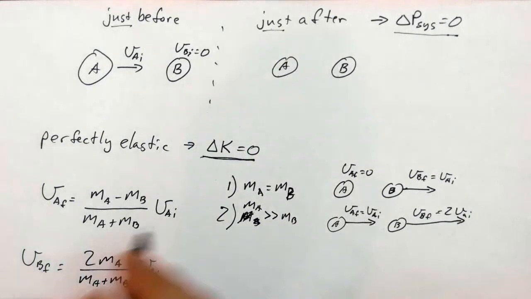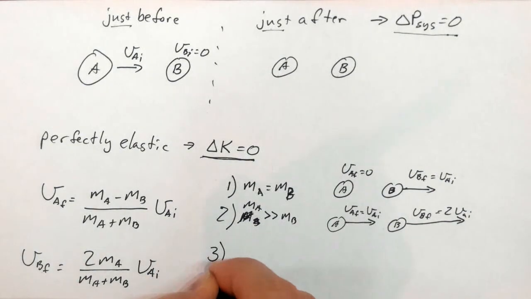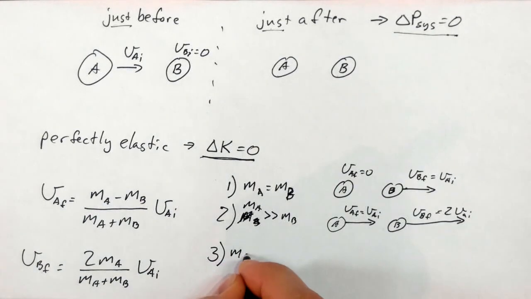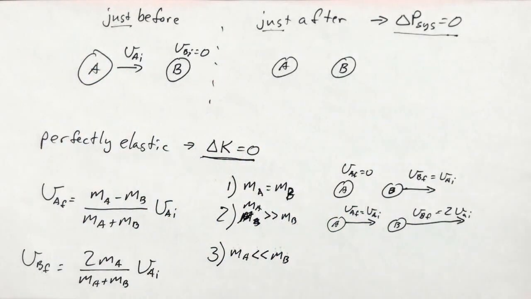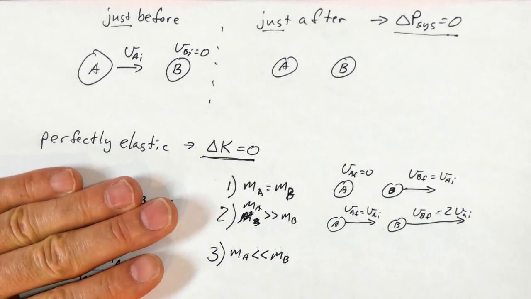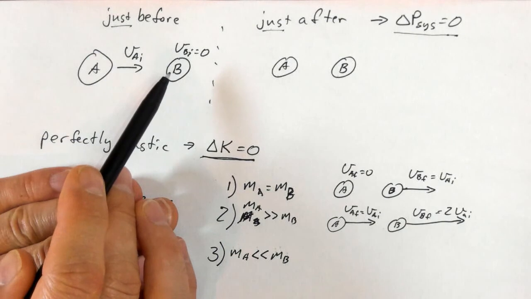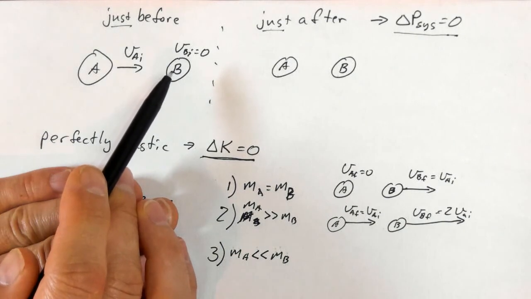All right, one last approximation here is 3. What if MA is now really light compared to MB? So that's like a ping pong ball hitting a bowling ball. So what would you expect? Again, covering up our theory, what would intuition tell you? If a ping pong ball is hitting a bowling ball, do you expect the bowling ball to do anything?